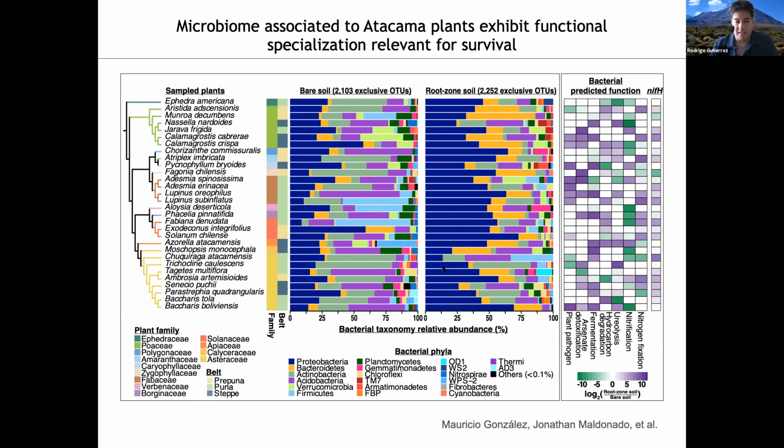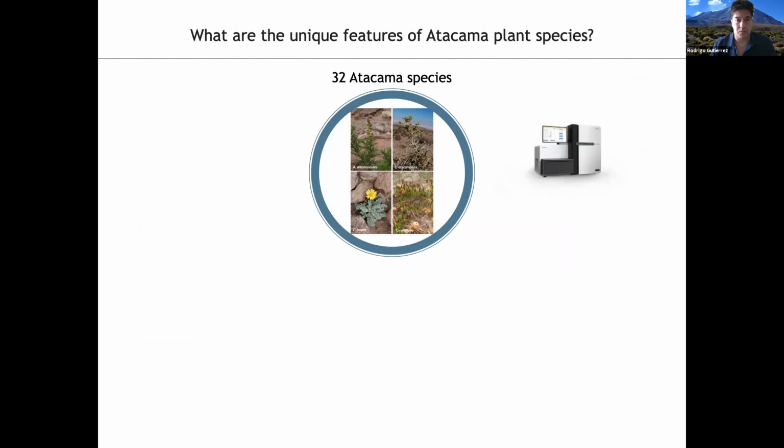So, for example, the root zone has more Proteobacteria than the bare soil. There's also more Bacteroidetes. And associated with this change in the microbial composition, we also have differences in the putative functions associated with these taxonomical units. In particular, one thing I would like to highlight is that we have predicted functions related to nitrogen fixation and nitrification. And when we validated these predictions using sequencing of the nifH marker, which indicates the presence of at least the potential for nitrogen fixation, we found an enrichment in the root zone of these plants as compared to the bare soil. So this suggests that the differential selection of microbes associated with Atacama plants may also be contributing to survival, in particular as it relates to nitrogen fixation in these low nitrogen soils.